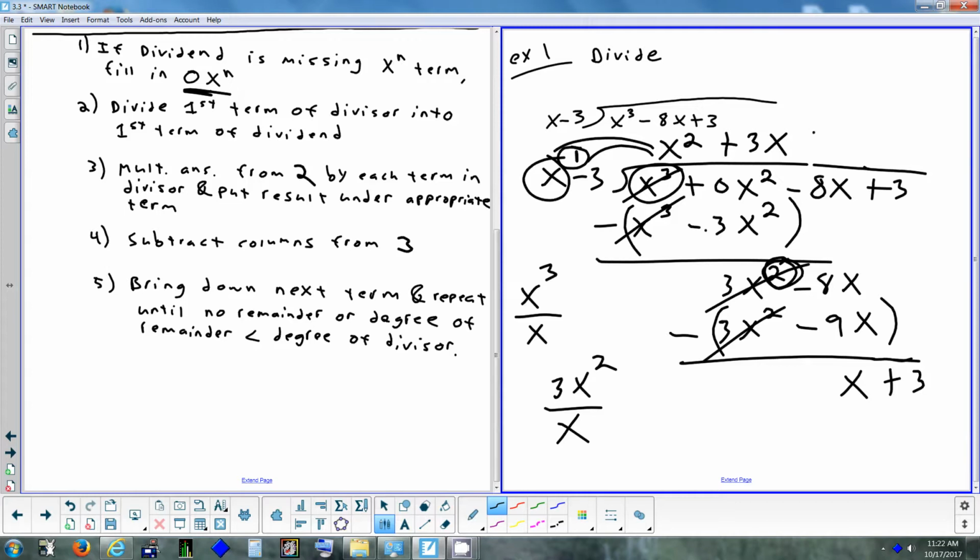1. Now if all you wanted was the quotient, you're done. X squared plus 3x plus 1, that's the quotient. If we continue, now we're figuring out the remainder, if there is one.